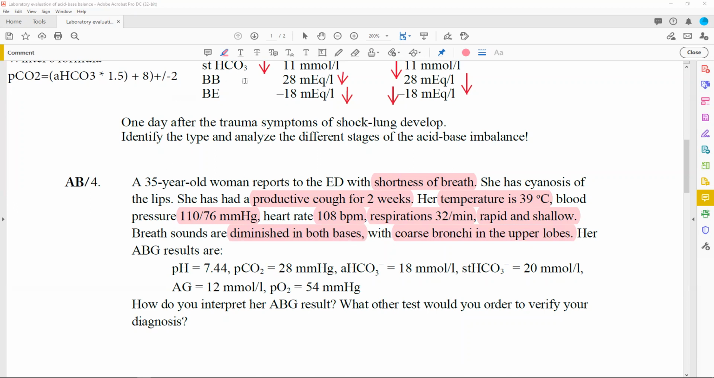Her acid-base parameters. Okay, let's see. The pH is 7.44. I would say it's normal. That's in a normal range, but let's assume that you evaluate the acid-base balance. Let's assume that the normal value is 7.4. If you have a higher one, that's alkalemia. If you have a lower one, that's acidemia.